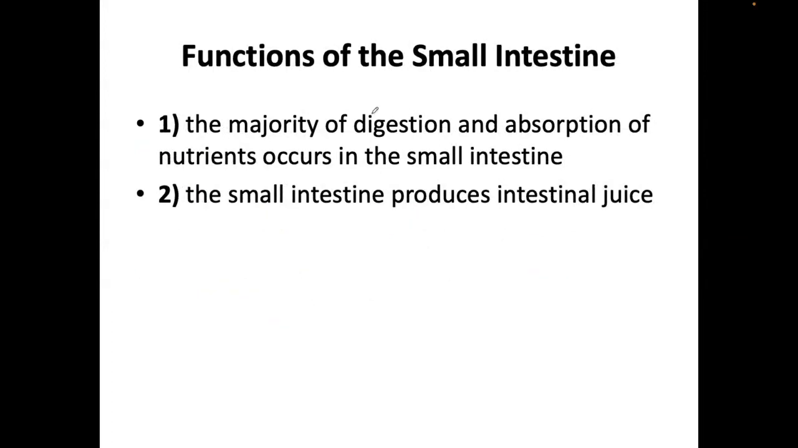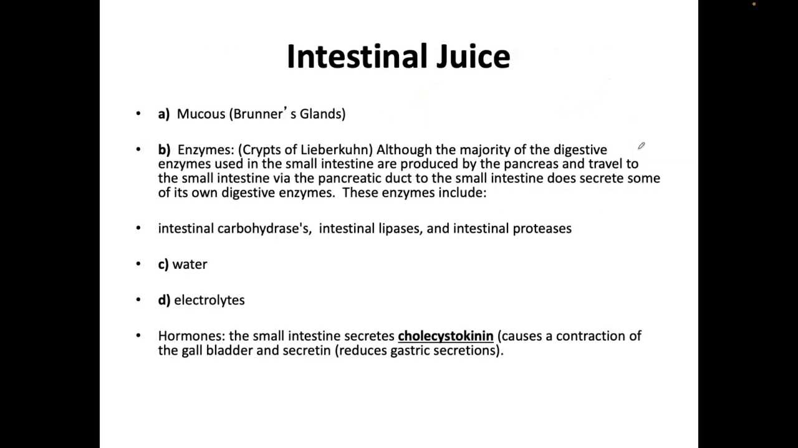So the function of the small intestine, that's where the majority of your digestion and absorption are going to be taking place. And the intestines also produce intestinal juice. Although most of the juices in the intestines come from the pancreas, the intestines also produce it. So in the intestinal juice, we have mucus produced by the Brunner's glands. We have enzymes that are produced at the crypts of Lieberkühn, which are located in the valleys, right? If you have these things going up and down, the crypts are in the valleys, right? These would be like the villi and the microvilli on top of them.